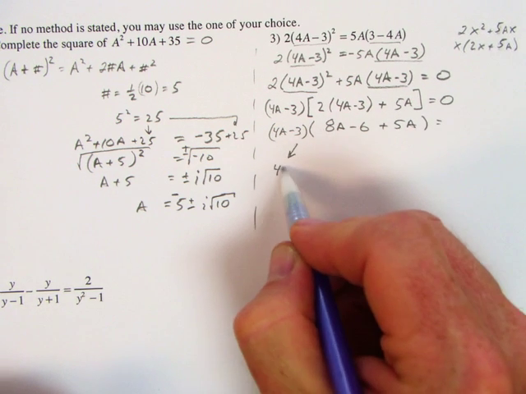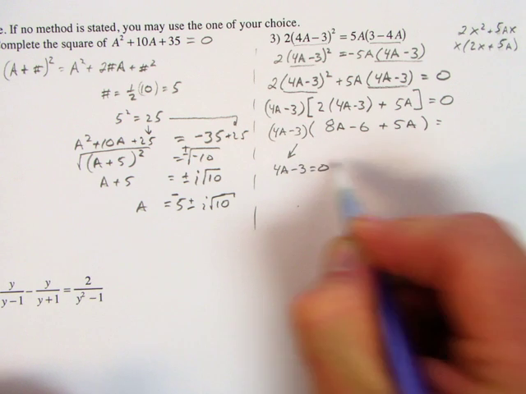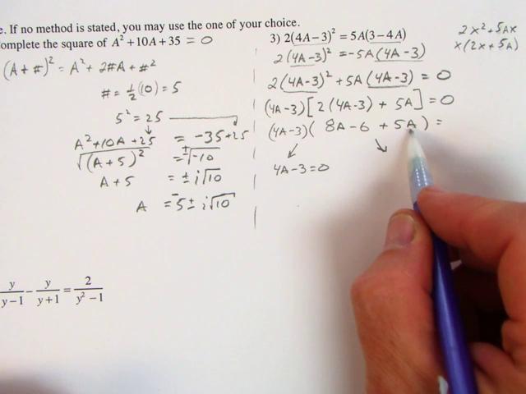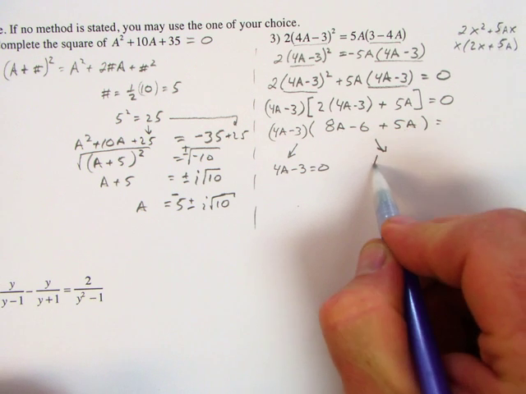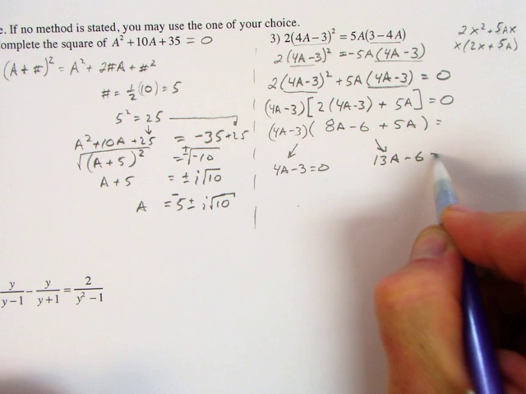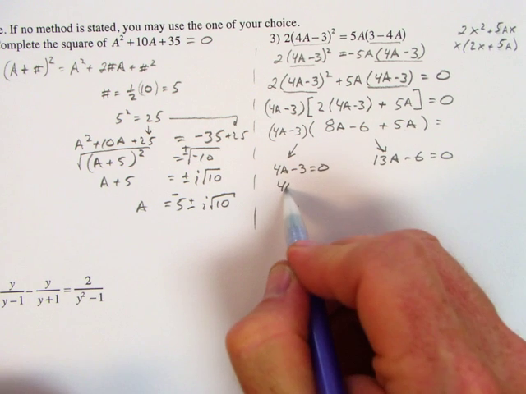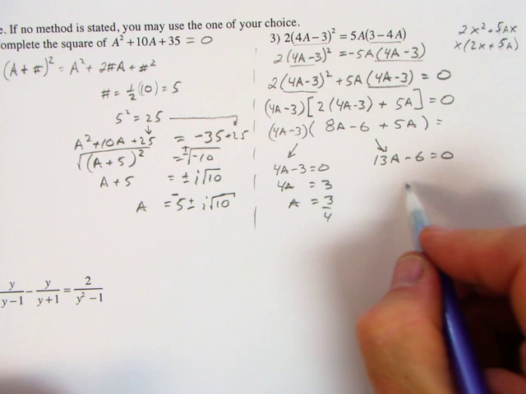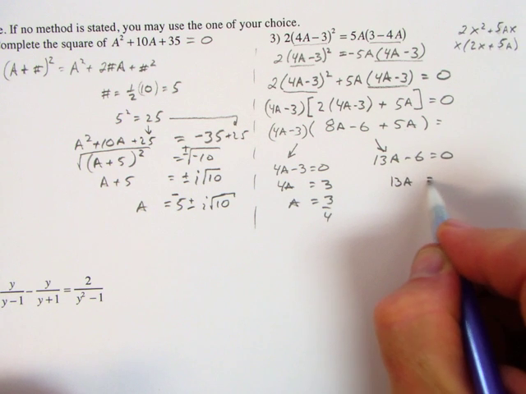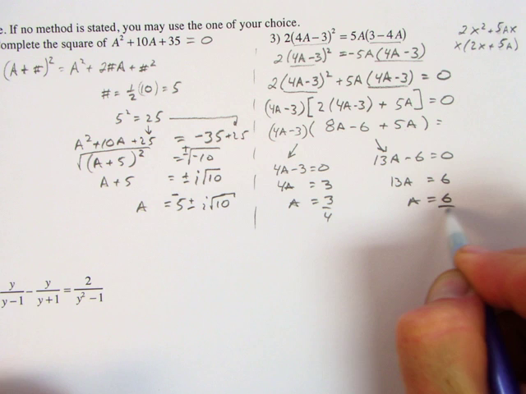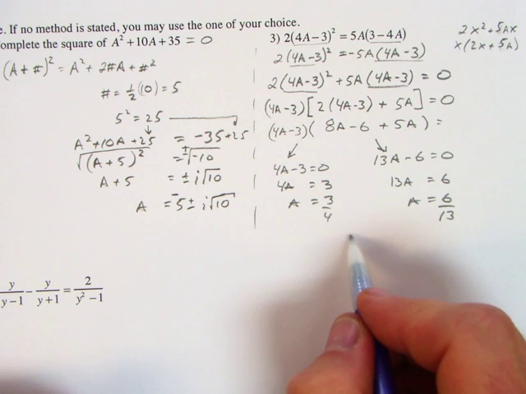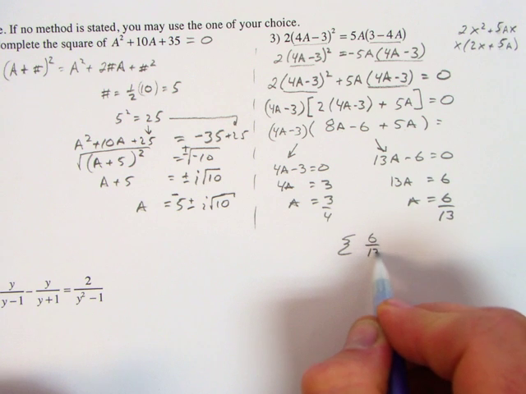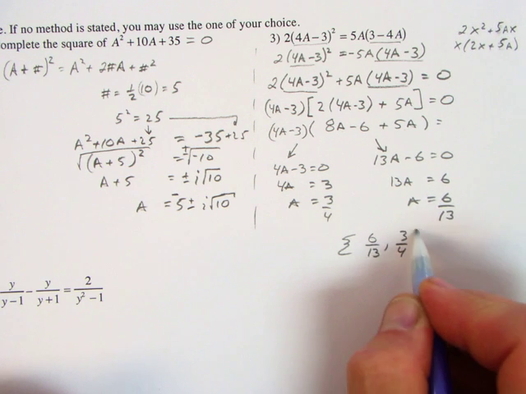Set each factor equal to 0. And I'm going to simplify this at the same time. 8a plus 5a will give me 13a minus 6 equals 0. Solve each one. a is 3/4. Over here, a is 6/13. So we have a solution set there of 6/13, comma 3/4.